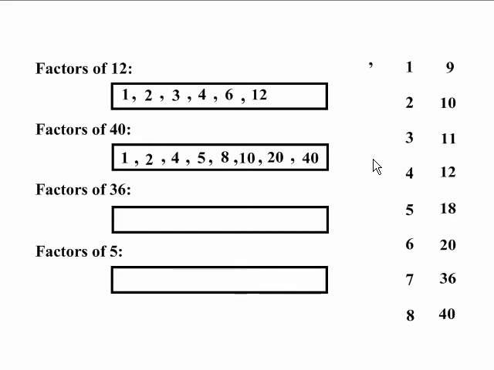So we have done all of our factors of 40, and it's a good thing because we were running out of room here. There are 8 factors of 40. They are 1, 2, 4, 5, 8, 10, 20, and 40.